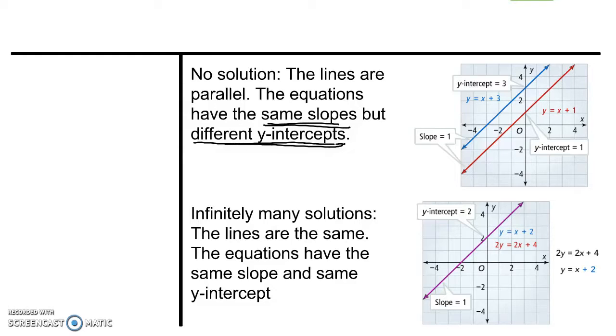The third possibility is infinitely many solutions. Again, we've talked about this before. Earlier in the year, we called this coinciding lines.